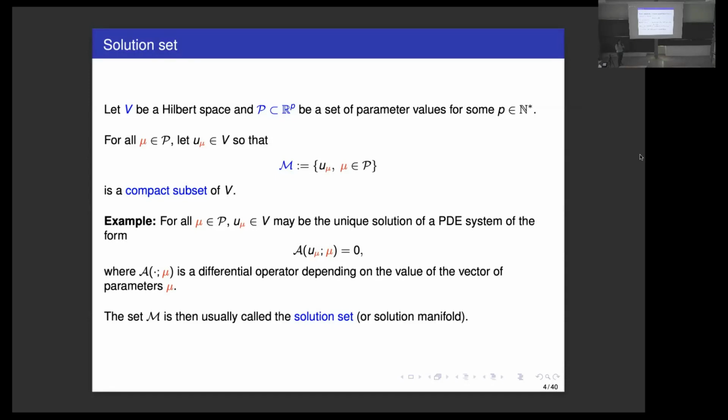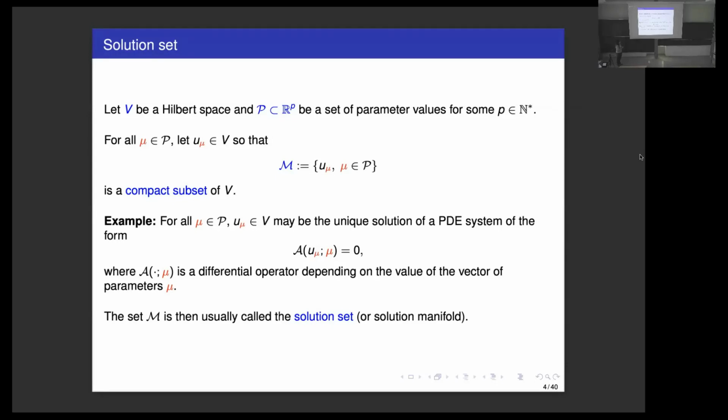So an example a lot of you are very familiar with is the following one. Assume, for instance, that for any value of the vector parameter mu, u_mu in V can be identified as the unique solution to some PDE system of the form A(u_mu, mu) = 0, where A(mu) is a differential operator depending on the parameter value mu. Then typically the aim of reduced basis methods is to find efficient numerical methods in order to approximate any element u_mu in this solution set by approximating them in a small dimensional linear subspace.